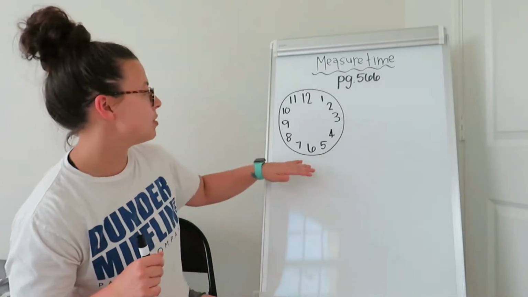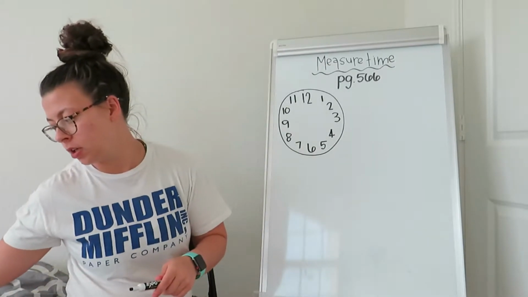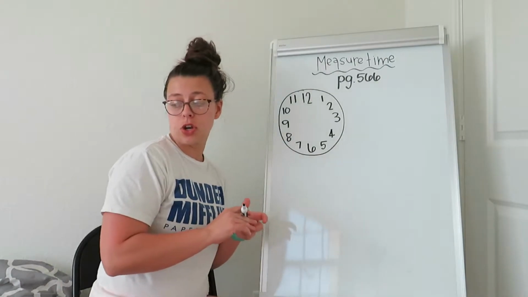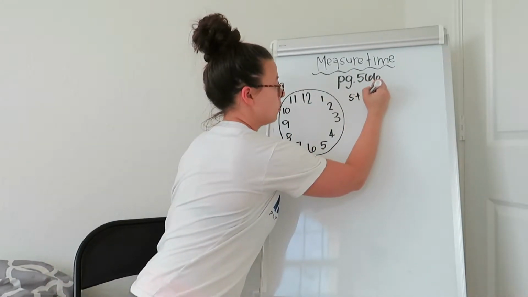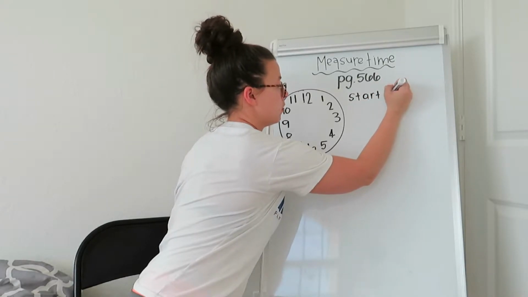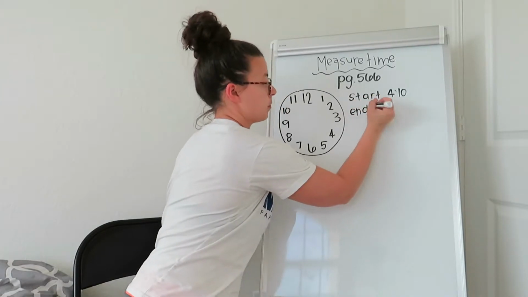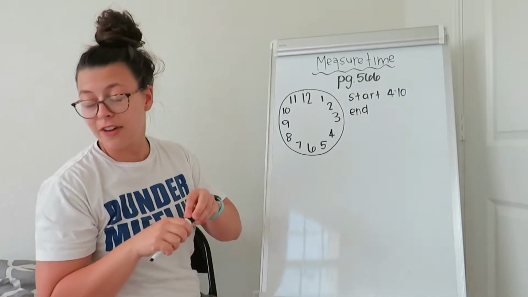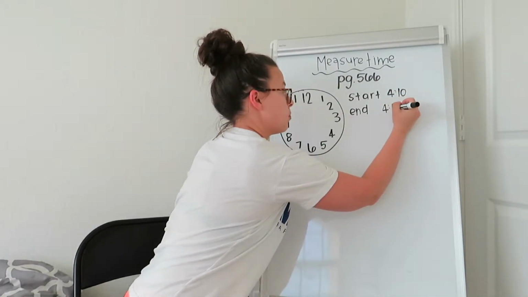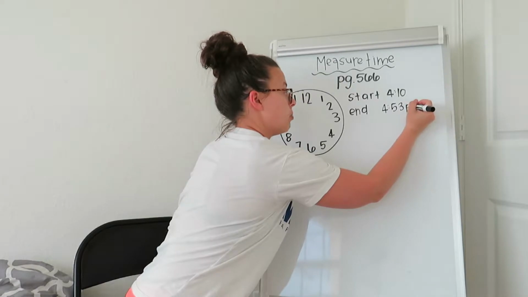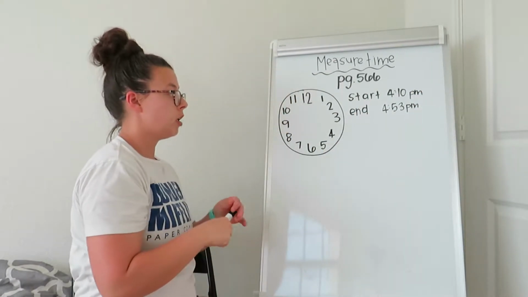566, and you'll see that there's a picture of a clock, right? And it already has the time filled in. It says our start time is at 4:10, and our end time is at 4:53 p.m. I'm going to add p.m. to that over there. Okay, and I'm going to go ahead on my clock and fill that in, 4:10.